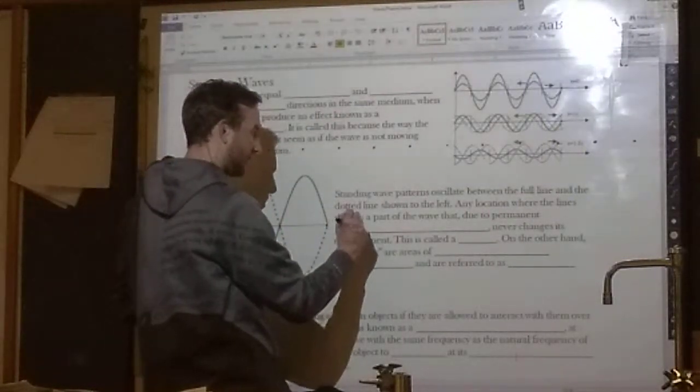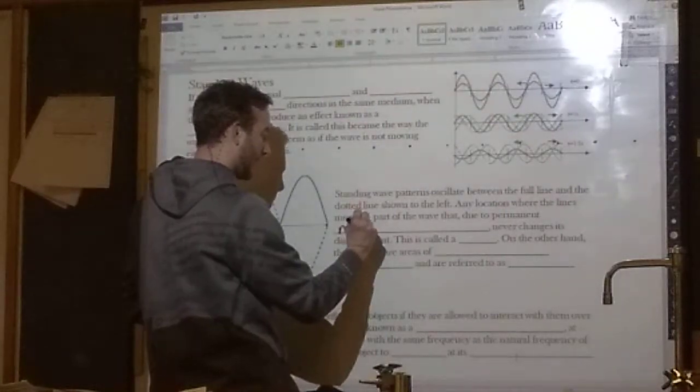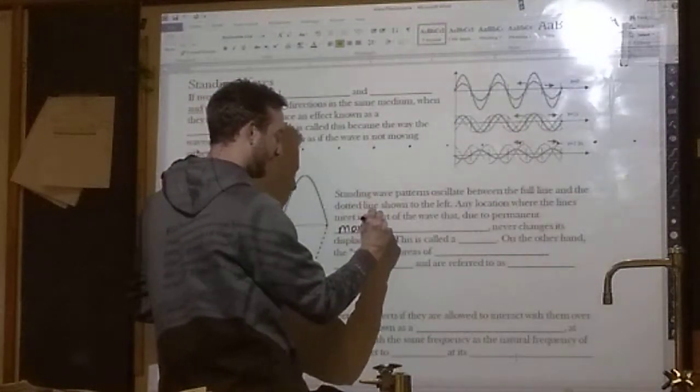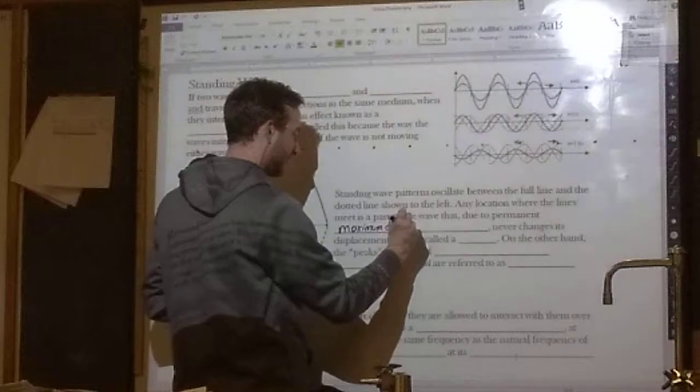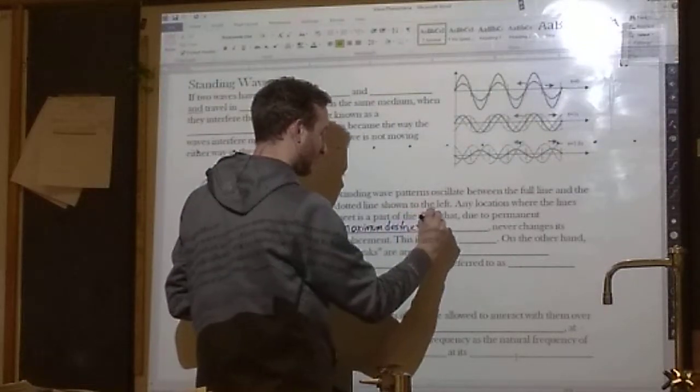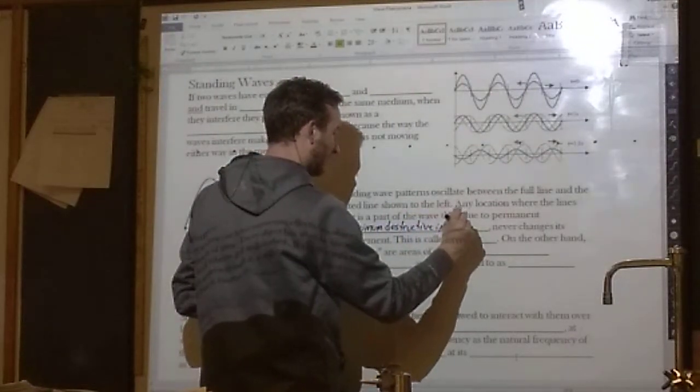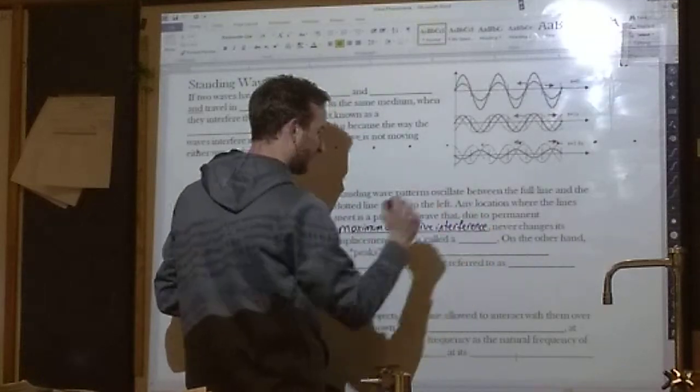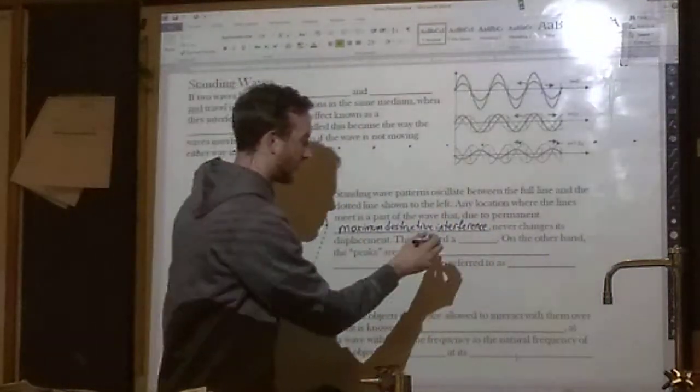at that location there is permanent maximum destructive interference. And again, that is called a node.